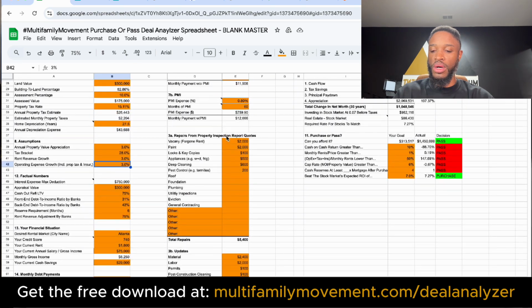All right. So other numbers, appraised value, we'll just say that it appraised at that. The bank will have you get an appraisal once you get financed, right? And we already talked about those things, all right?